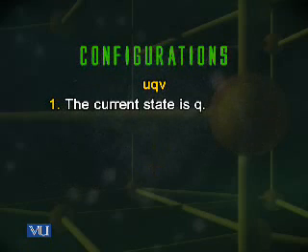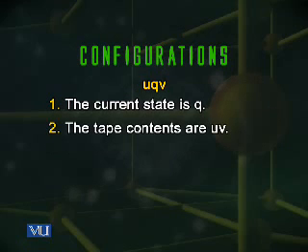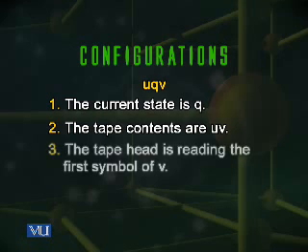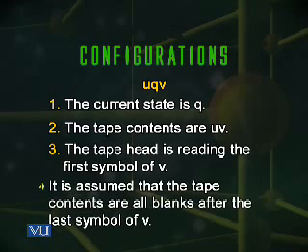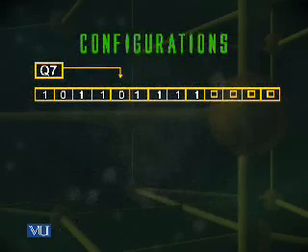It denotes that the current state of the Turing machine is q. The tape contents are u followed by v, or u concatenated with v, and the tape head is reading the first symbol of v. It is assumed that the contents are all blanks after the last symbol of v. Let us look at the following picture.